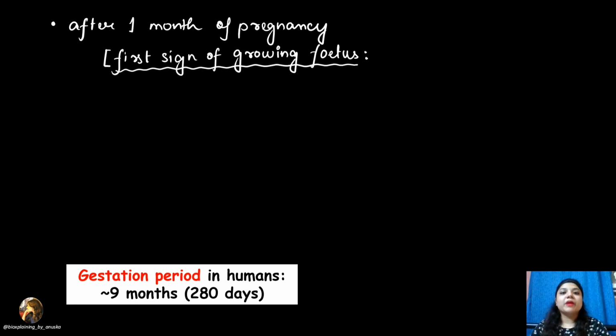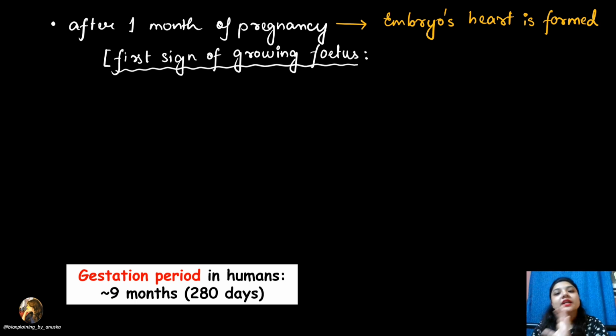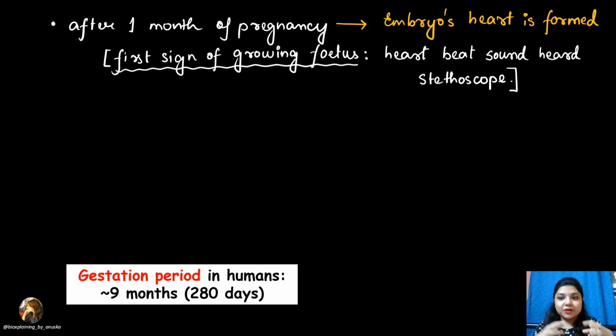So after the first month of pregnancy, what is the first sign of the growing fetus? After the first month, the embryo's heart is formed. So the first sign of a growing fetus is the heartbeat sound, which is heard using a stethoscope. So these are all important facts that we need to remember from the exam point of view. That is, what are the events that are happening and at what time. So after 1 month of pregnancy, the embryo's heart is formed. And what is the first sign of the growing fetus? The heartbeat sound is heard using a stethoscope.